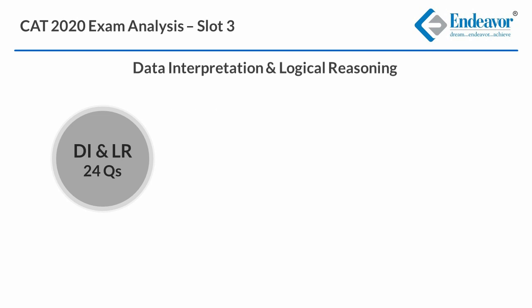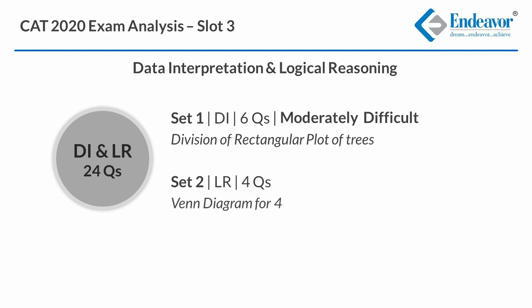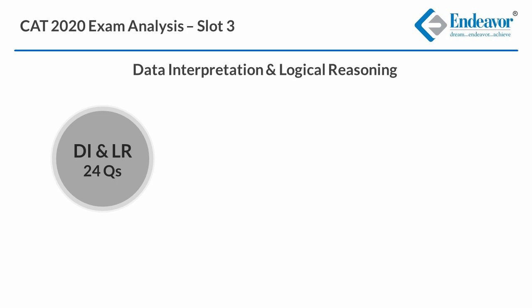The first set of DI carried 6 questions and had to do with the division of a rectangular plot of trees. This set can be called a moderately difficult one. Set 2, an LR set, carried 4 questions, which was to do with a Venn diagram for 4, which can be termed an easy set. Set 3 was again an LR set, which carried 6 questions and had to do with casino points. This set was quite difficult.